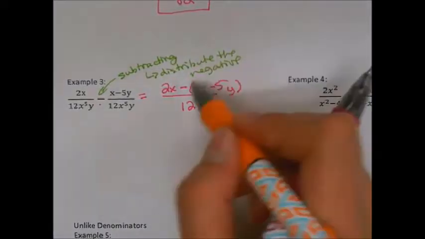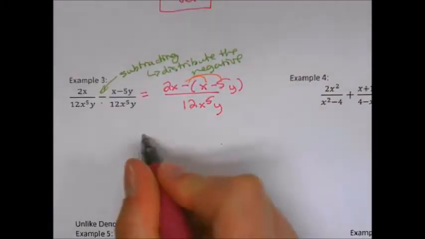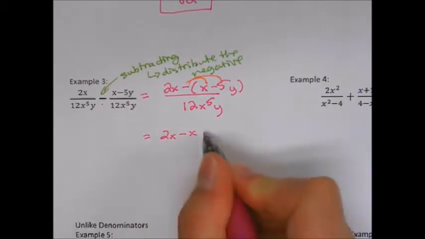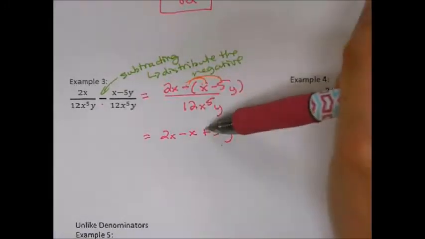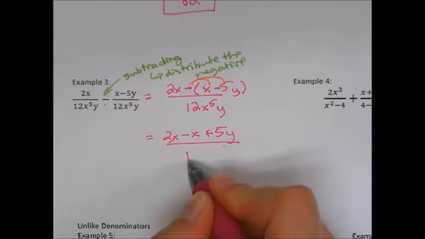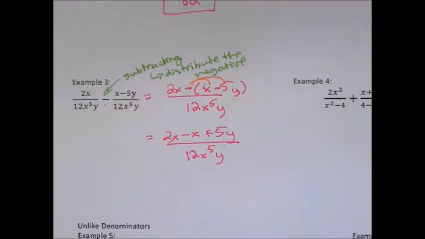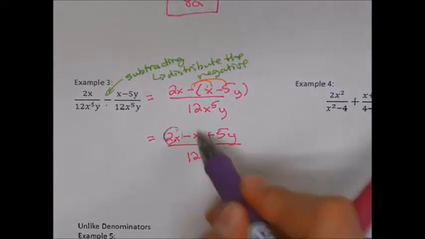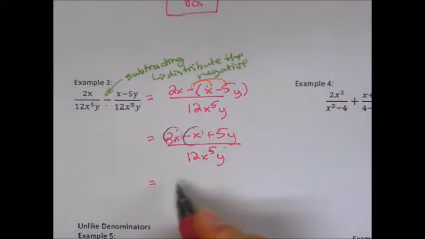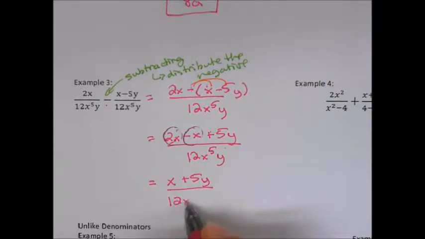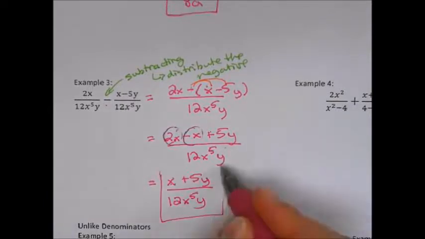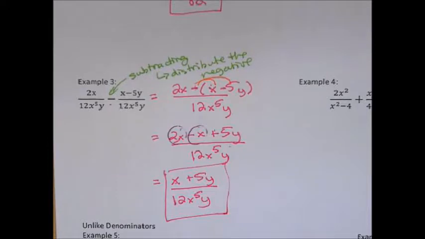We're going to distribute the negative. So I get 2x minus x plus 5y, minus times minus is a plus 5y. And the denominator stays the same. Now I can combine my like terms. I get an x plus 5y over 12x to the 5th y. I can't factor anything on the top. Nothing crosses out. So that is my final answer.